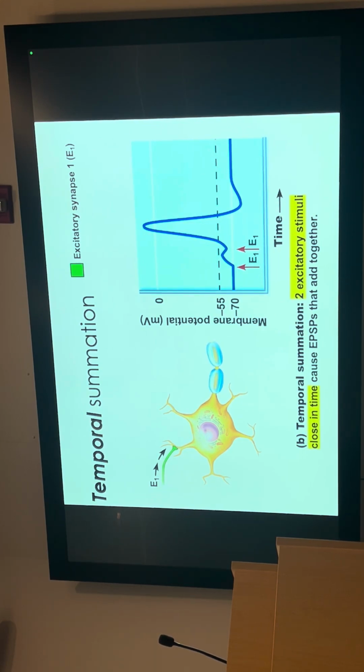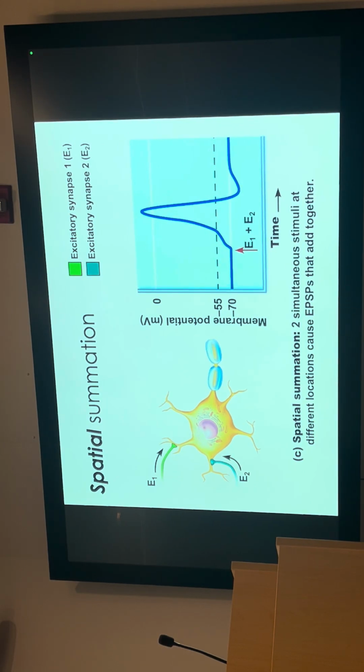Okay, so we're just seeing two excitatory postsynaptic potentials close together are enough to add up to reach threshold. What if we have an excitatory synapse here and an excitatory synapse here, at a different synapse? They happen simultaneously, but they can also add up because they're both letting sodium ions in. The two of them together right here is enough to reach threshold. That's called spatial summation. Temporal is time, this is space.